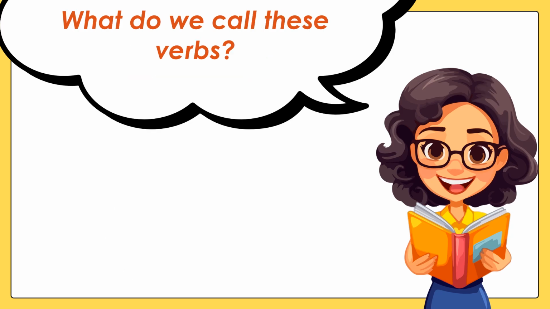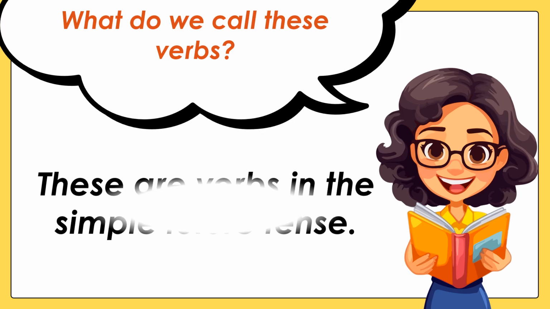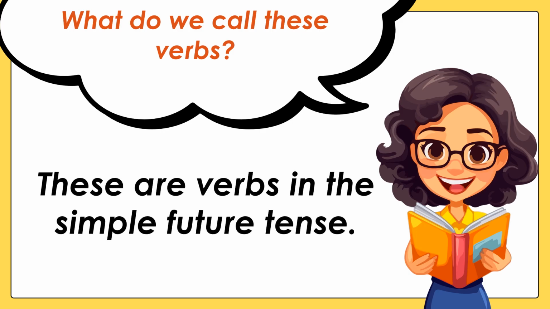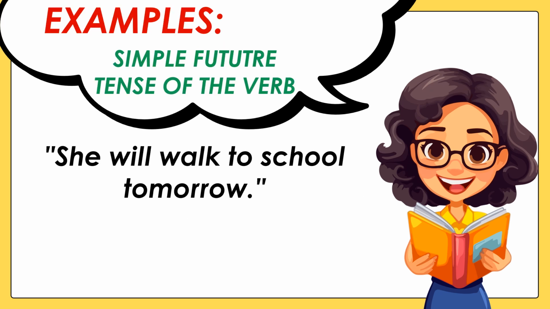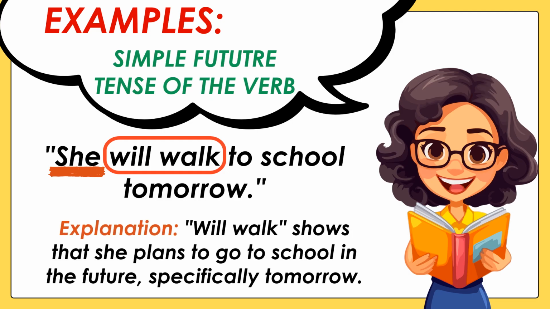What do we call these verbs? These are verbs in the simple future tense. Here are the examples. She will walk to school tomorrow. She is the subject. Will walk is the verb. And will walk shows that she plans to go to school in the future, specifically tomorrow.